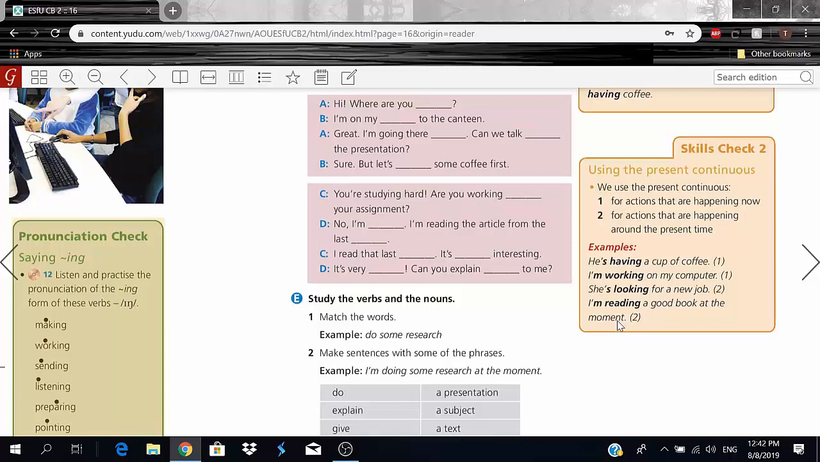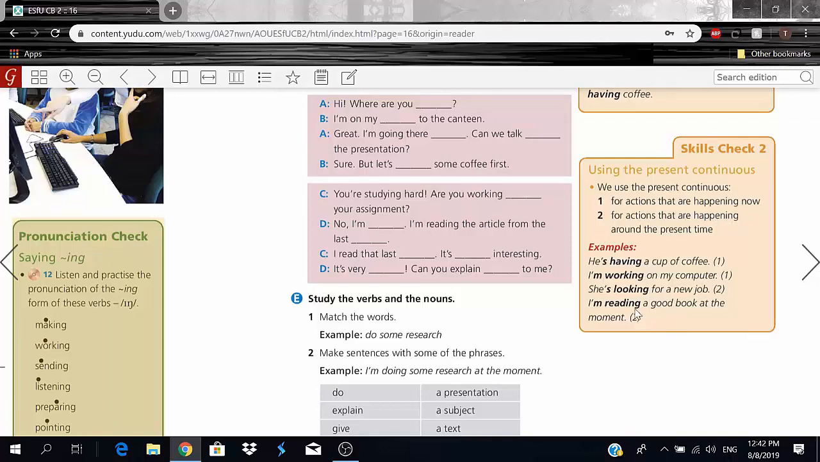She's looking for a new job. Okay, so is she looking for a new job right now? No, that might not be the case, but it's an action that is happening around the present time. So she's looking for a new job. Hey, did your sister get a new job yet? No, she's looking for a new job. Okay? That's what it means basically when I say an action is happening around the present time.